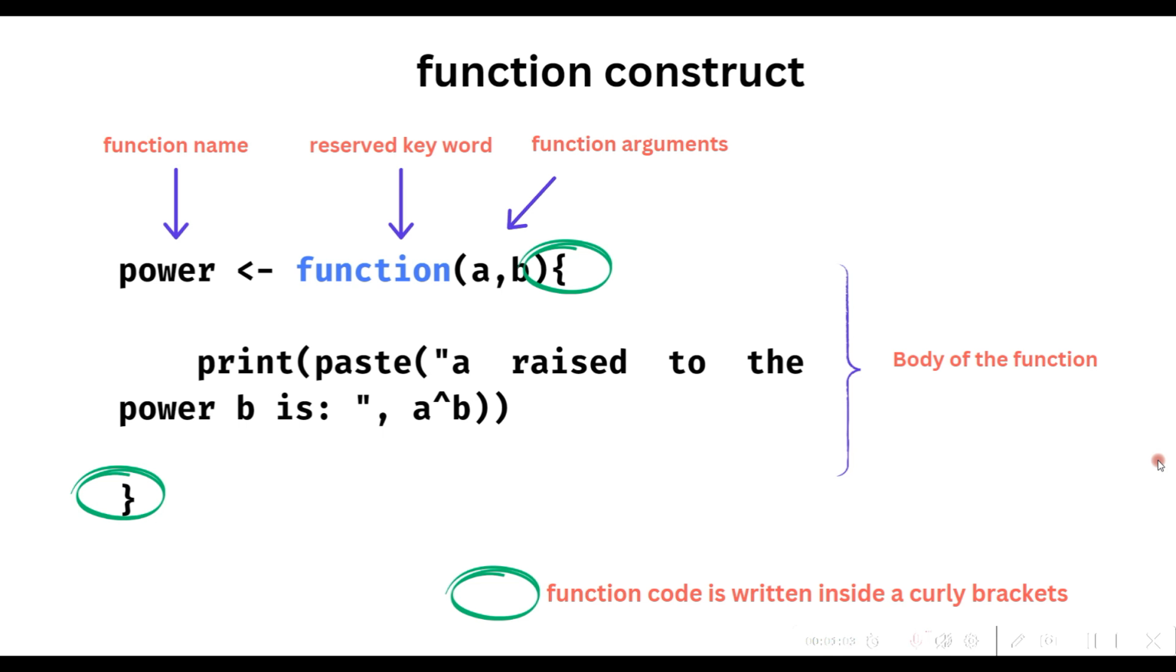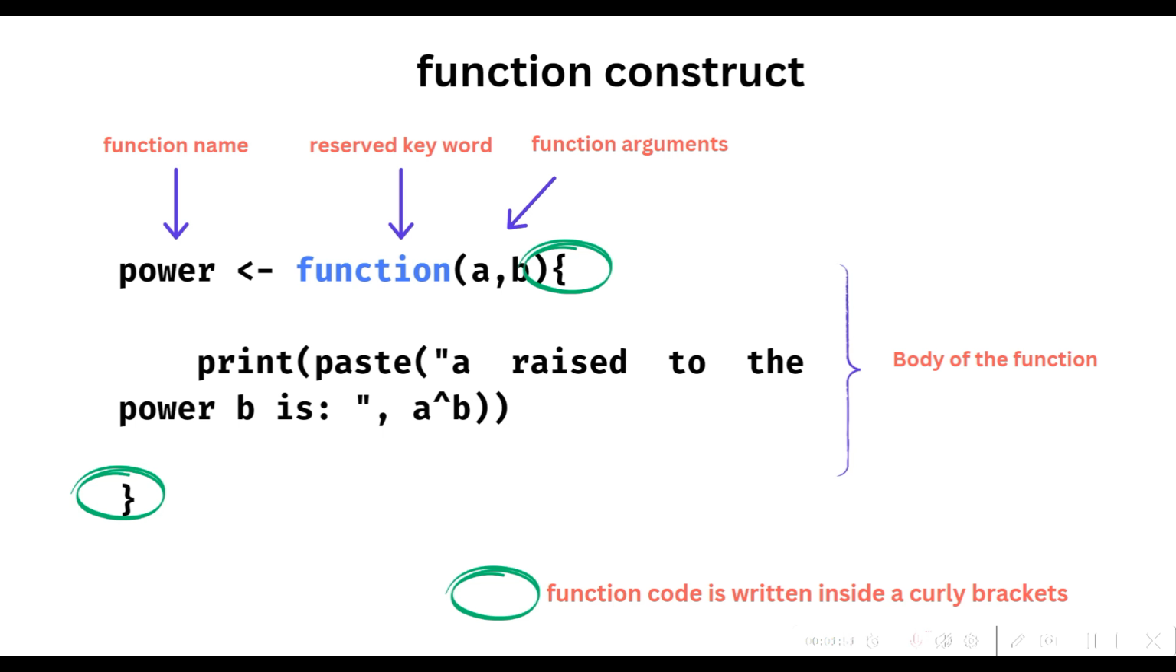Here we have defined a function called power, which takes two parameters, a and b. Inside the function, we have included code to print the value of a raised to the power of b. Let's closely look at important elements of a function. Function name. This is just the name that you want to call your function. In our case, the function name is power. Function is a reserved keyword to create a function in R.